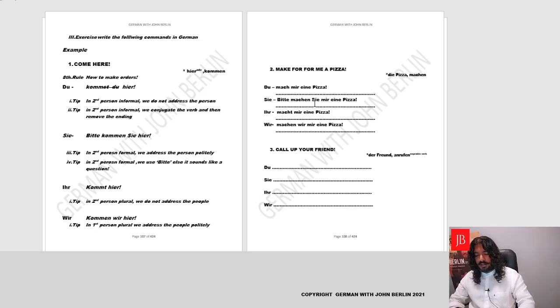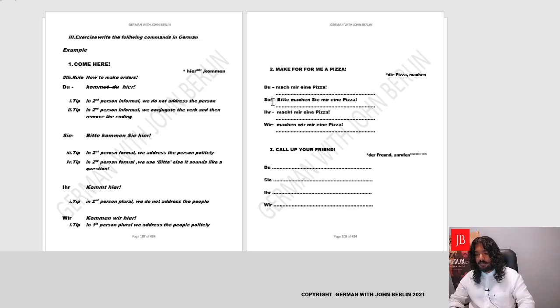And moving forward, let's do it for the formal one. Saying it to someone politely. You please make me a pizza. Make for me a pizza. If you say make me a pizza, you'll practically be made into a pizza. So that shouldn't be the case. It should be make for me the pizza. Okay. So who makes for whom what?